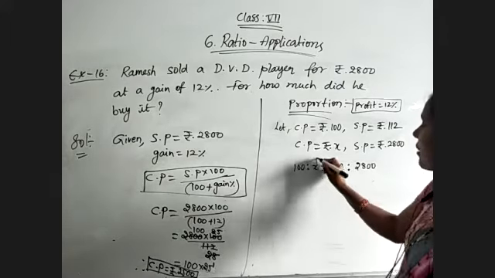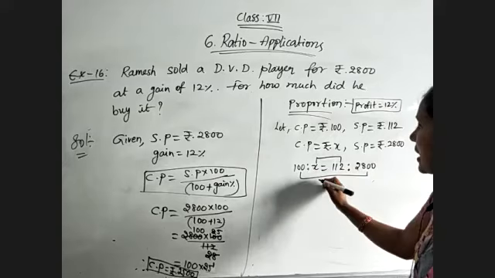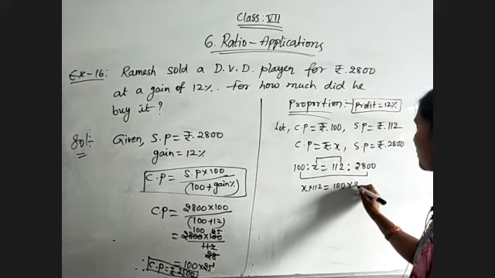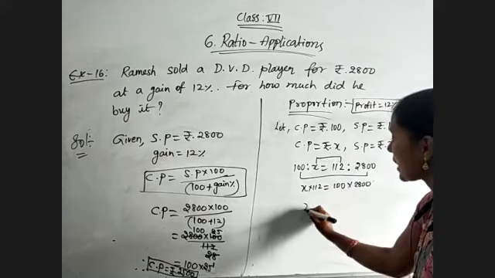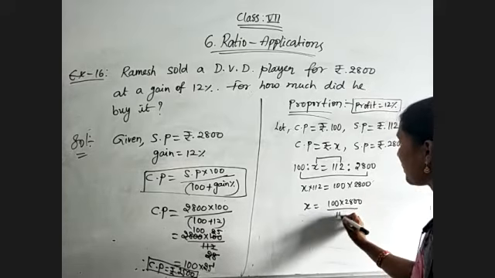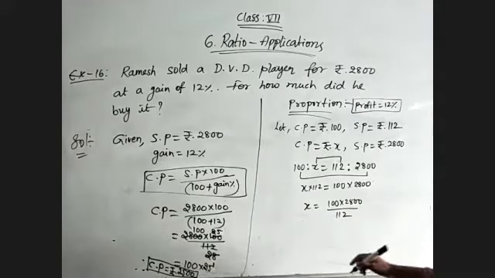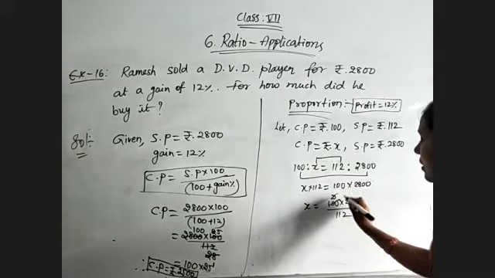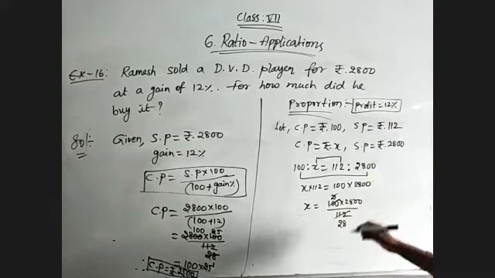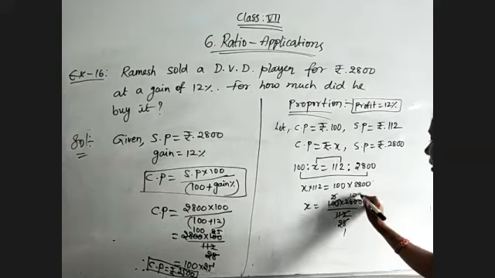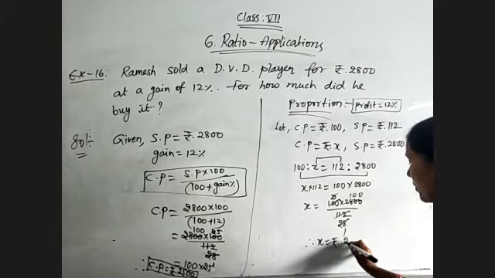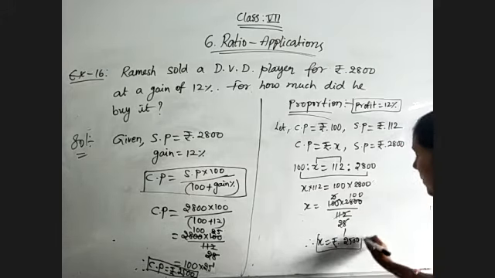So product of means is equal to product of extremes. Then X into 112 will be equal to 100 into 2800. Then X will be equal to 100 into 2800 divided by 112. Same calculation, just observe. 4 twenty-fives are 100, 4 twenty-eights are 112, then 28 ones are 28, 28 hundreds are 2800. So the CP of the DVD player will be equal to 2500 rupees by using the proportion method.